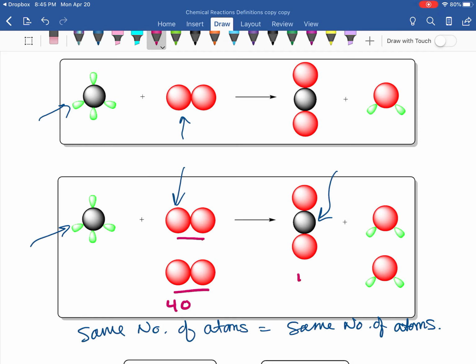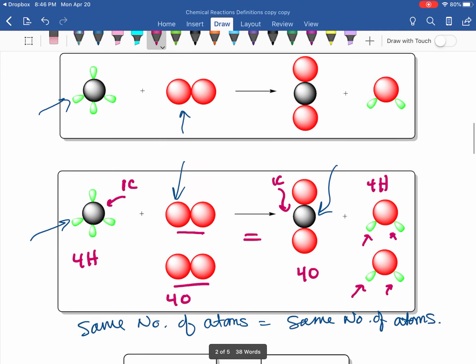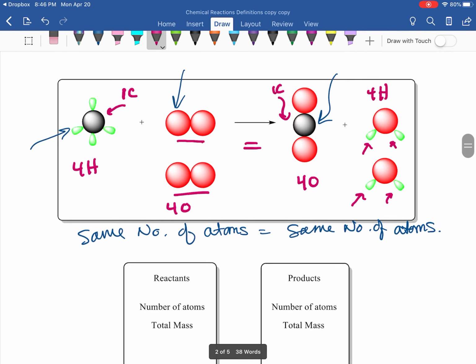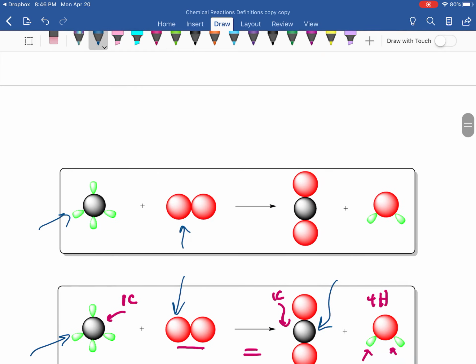But now if you look at the second one, well, what if we've got 4 instead of 2 oxygens? Now over here, we've got 4 oxygens. And then here's our 4 hydrogens. So we already had 4 hydrogens over here. And then we still had our 1 carbon. So now on both sides, this is now equal. Your atoms on your reactant side are equal to your product side. That's awesome. That is what a balanced reaction is.